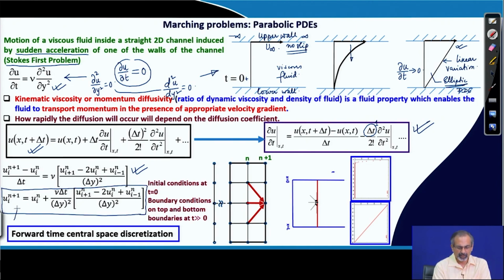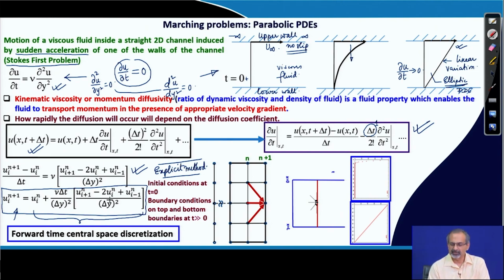Since there is only one unknown on the left hand side, and all the remaining terms are coming from the previous time step, you can solve the problem using what is called an explicit method. So, when there is only one unknown involved, you can solve for the value of u at any grid point i at the next time step based on values of neighboring grid points coming from the previous time step.